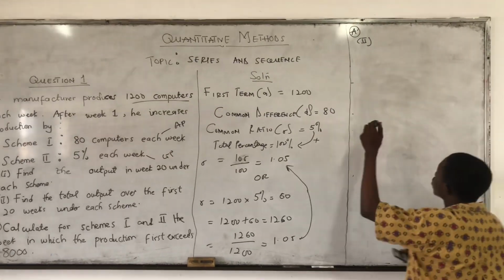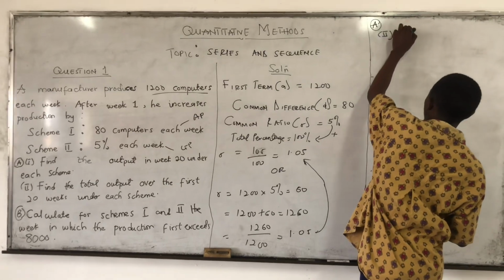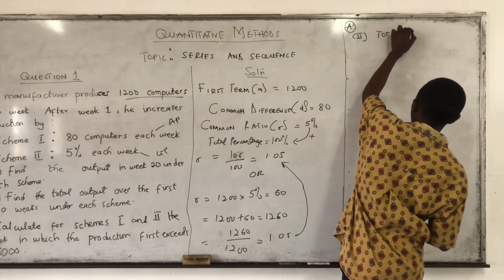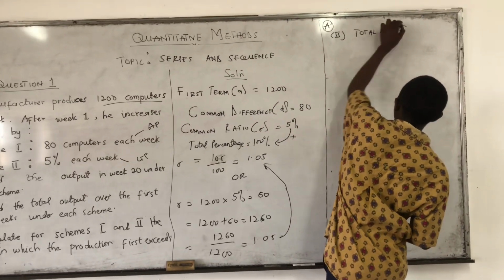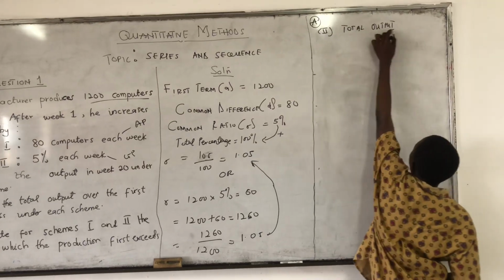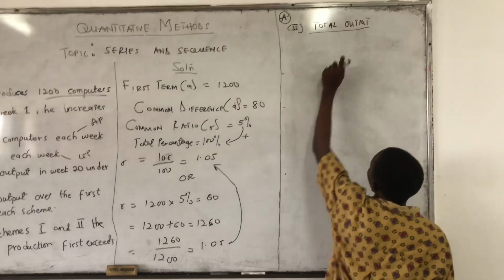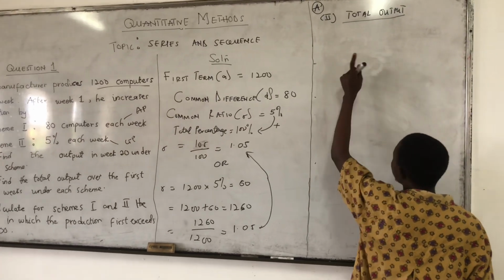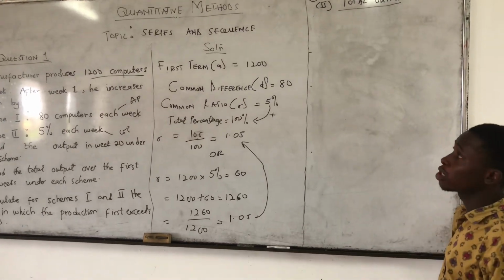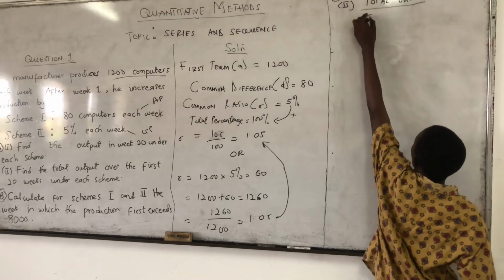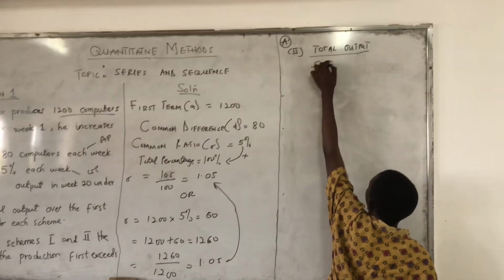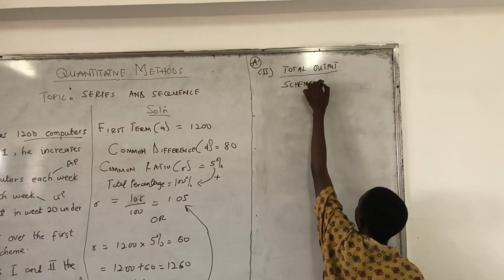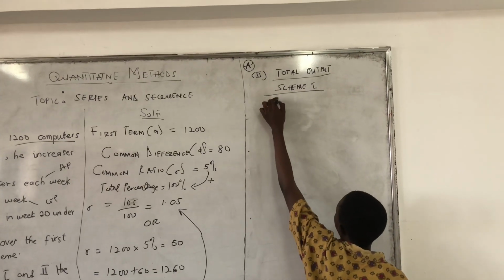Total output. So I'm going to find, they said what? Each scheme. To find the total output, we will find the total output using scheme 1 and also find the total output using what? Scheme 2. Let me start with scheme 1 first. Scheme 1 is what? Arithmetic progression.